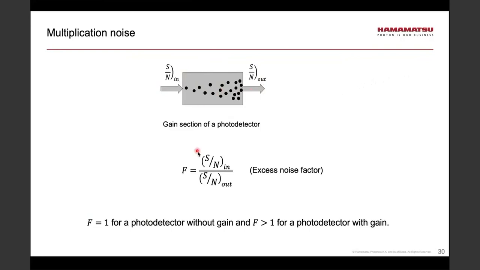Nevertheless, if I take the ratio of these signal to noises in and out, I get a number known as excess noise factor. And this excess noise factor is the contribution to noise due to gain. And it's going to be multiplicative, as we'll see on the subsequent slides. An ideal photodetector would have F equal to 1. That would be a noiseless gain. However, that's never the case, and F will be larger than 1. The larger it is than 1, the more noisy the gain is.